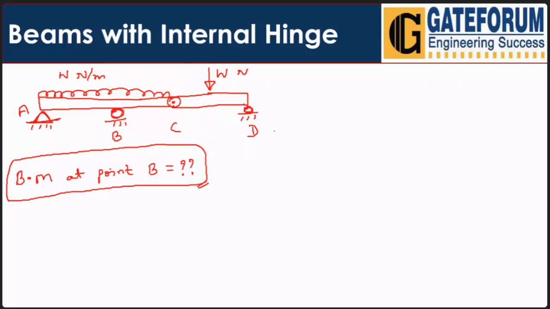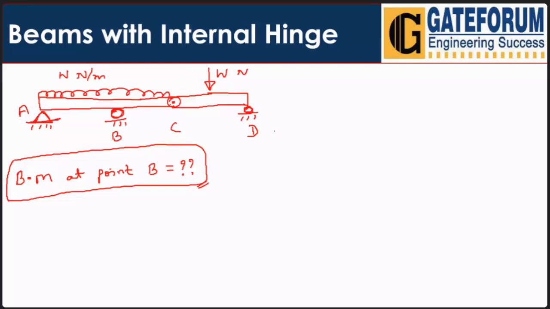Here we have so many unknowns. So how do we find the unknowns? First of all, how do we find the support reactions? What is the first step in this type of problem? We will proceed with this method only.